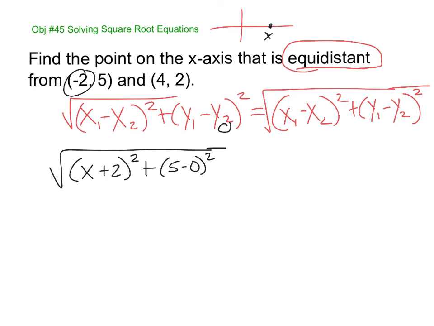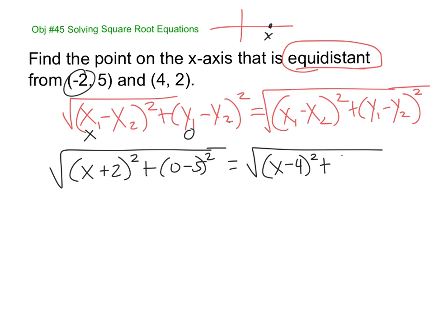It doesn't matter, I put 0 in the wrong spot, technically. Let's do this. I'm going to put 0 here, x here. Technically this is supposed to be reversed, just to keep with the consistency. It won't matter in the end. And then same thing over here. So x minus 4 squared plus 0 minus 2 squared. So we're just replacing one of them with x comma 0. So notice the square roots will cancel out again.